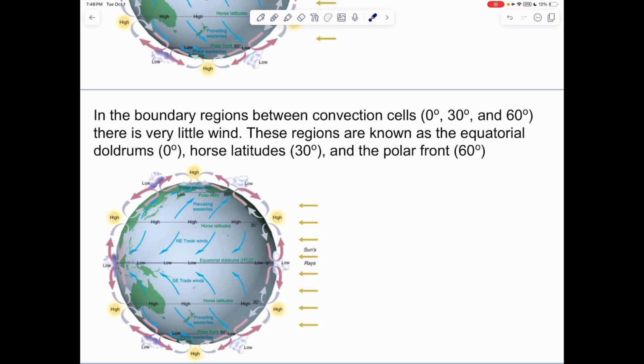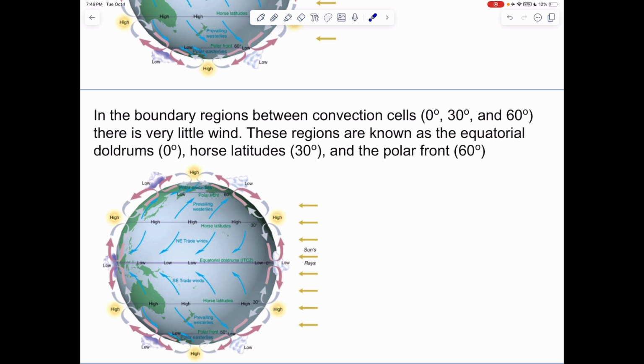We have a similar one at 30 here, where we call that the horse latitudes, and again up at 60 degrees, known as the polar front. So anytime that ships would get stuck at these boundaries, they were stuck in that area. They were not moving because there's very little wind.